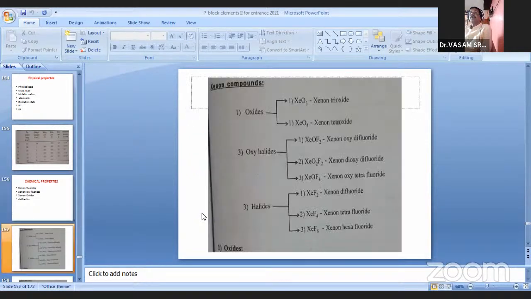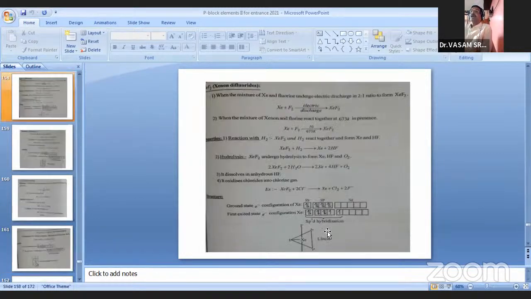Now you see one by one, these are xenon compounds. Oxides: XeO3 and XeO4. Oxyfluorides: XeOF2, XeO2F2, XeOF4. And fluorides: XeF2, XeF4, XeF6. So these are 3 types of compounds. And for xenon, only in these compounds is the structure important. Structural information is very important. Leave aside preparations and properties. One property is also important: the hydrolysis reaction. First you concentrate on the structural information.